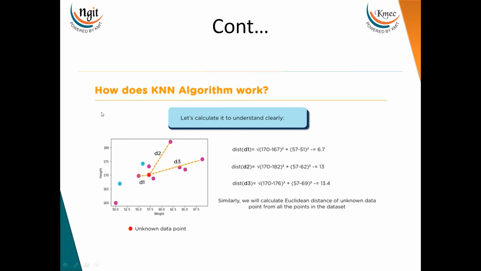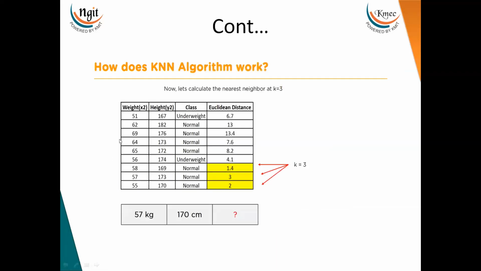In the same way, whatever value of k you are considering, that many neighbor data points you will find, and you will find the distance from those data points. For example, we have taken 3 here. So we found the distance from the 3 data points, and my values are 6.7, 13 and 13.4, with k value 3. Using the Euclidean distance formula, we got the distance 6.7, 13 and so on.